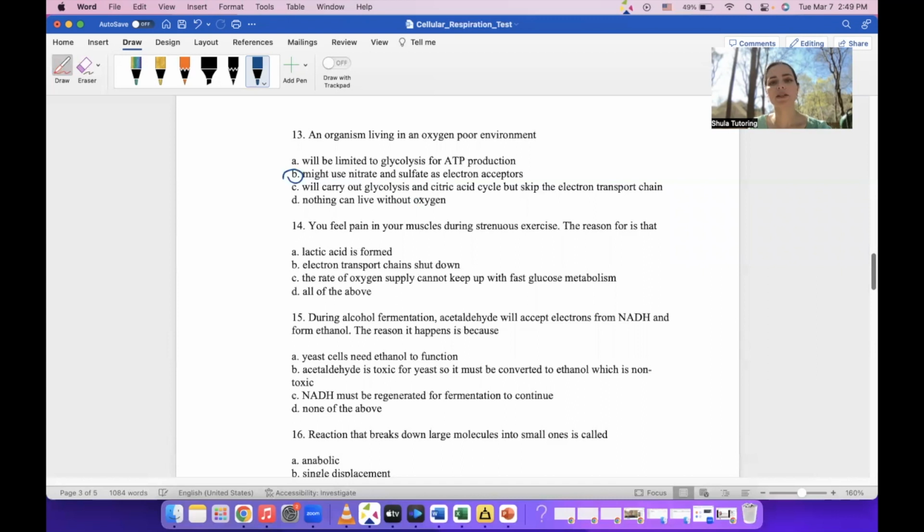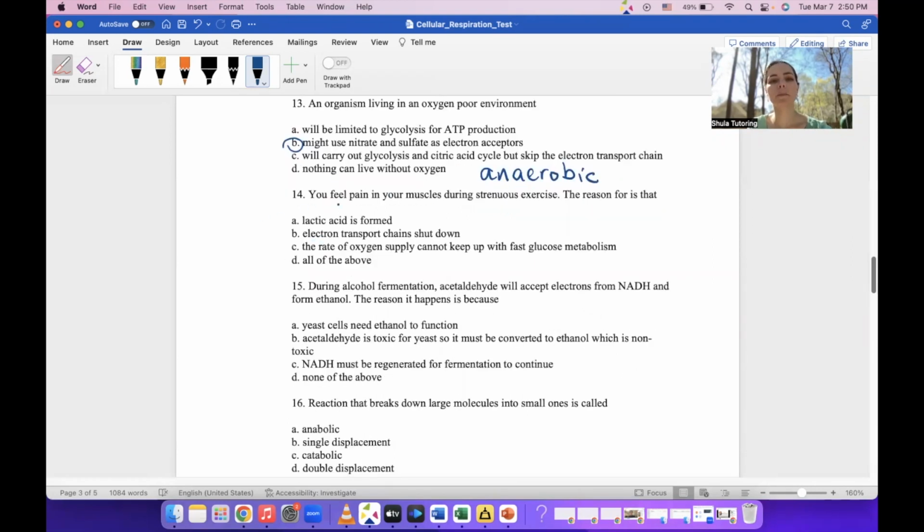And then C will carry out glycolysis and the citric acid cycle, but skip the electron transport chain. That's not true, because the whole point of the citric acid cycle is that we need to load up electron acceptors with electrons to be used in the electron transport chain. So it makes absolutely no sense to carry out the citric acid cycle if you cannot do the electron transport chain. So choice C doesn't work. Nothing can live without oxygen. That's not true. There are organisms that are anaerobic, so they live in environments that are totally devoid of oxygen, and oxygen is actually poisonous to them. So choice D is not correct.